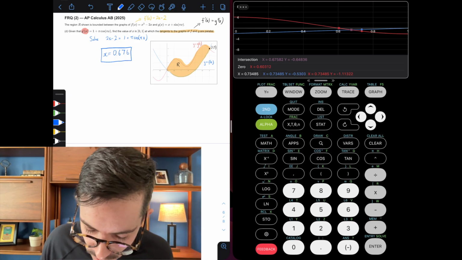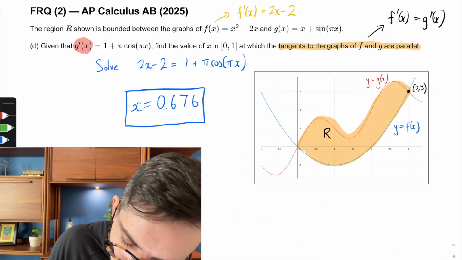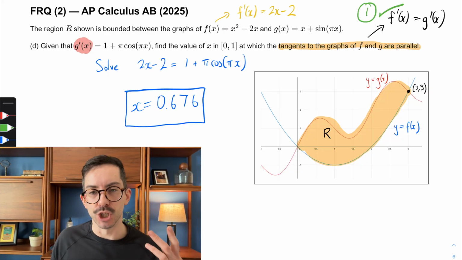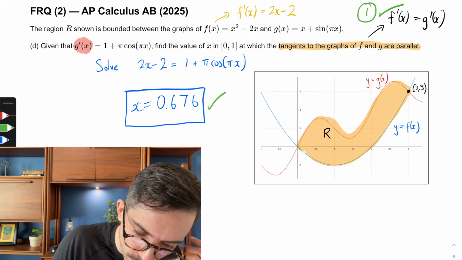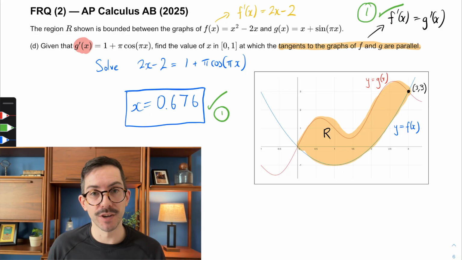And that's it. So how were the points given out here? Well, I get 1 point for writing down something like that equation, f prime of x being equal to g prime of x, and then I get 1 point for the correct answer. And that's all there is to it.